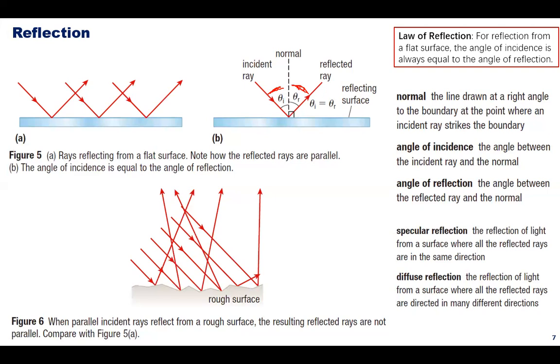The reflections from a flat surface, such as the reflecting surface shown in figure 5, are called specular reflections. However, if the reflecting surface is rough, as shown here in figure 6, then the reflected rays are directed in many different directions as light strikes the different parts of the surface. This is called a diffuse reflection. See the difference? Specular reflection and diffuse reflection.